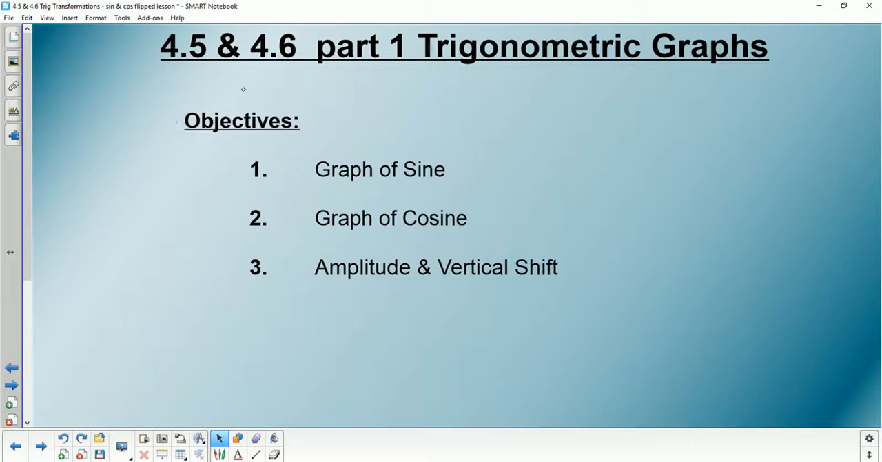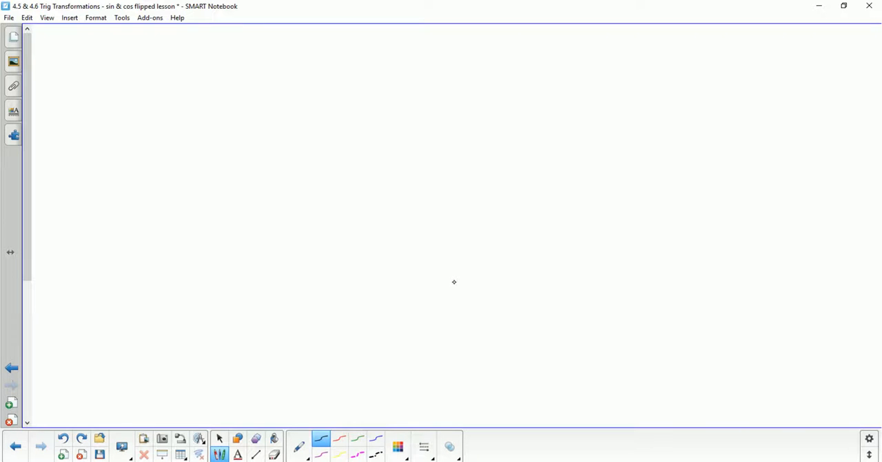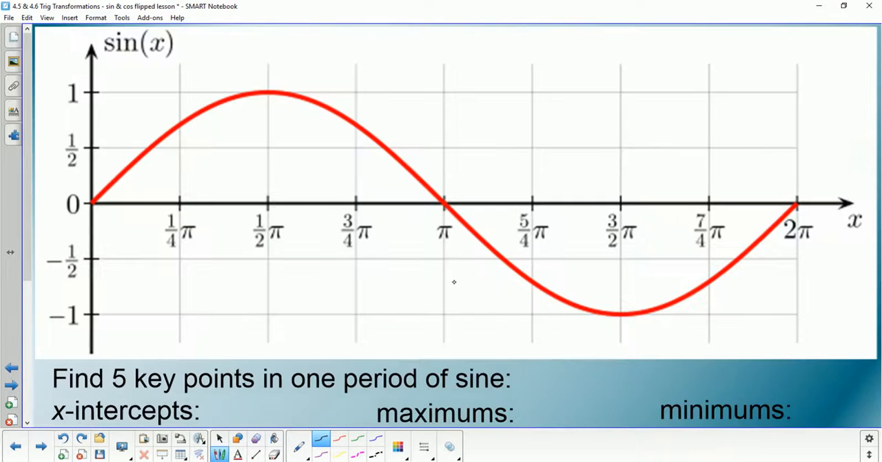Okay, so 4.5 and 4.6 part 1. We're going to look really briefly at the graph of sine and the graph of cosine, and we'll get into more detail about them later and how we can develop them. And then the heart of this video is going to be about something called amplitude and vertical shift. Okay, so real quick, the graph of sine, so this is y equals sine of x.